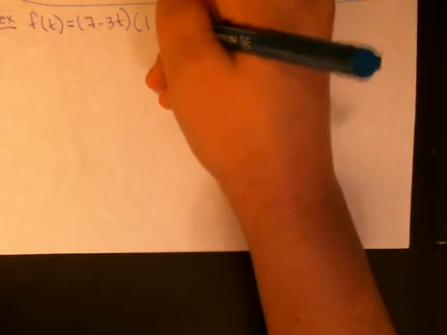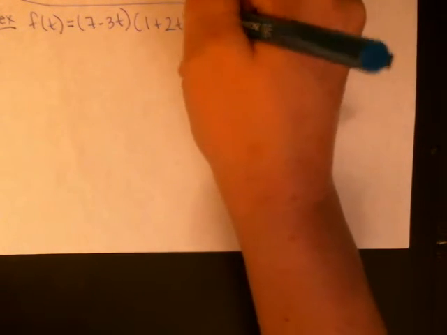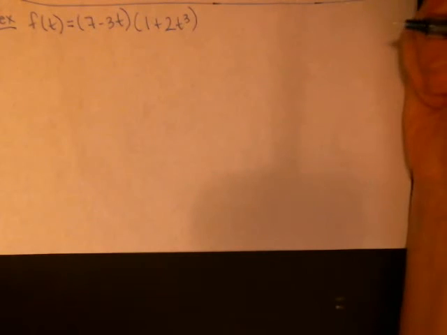Hi everyone, I want to zip through a couple of extra examples here so that you can try the next page of this packet on your own if you want to. So let's look at, for example, f of t equals 7 minus 3t times 1 plus 2t cubed. And let's say we're trying to find f prime of t.